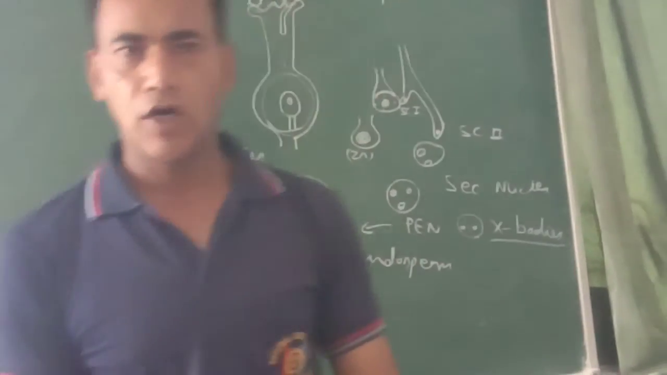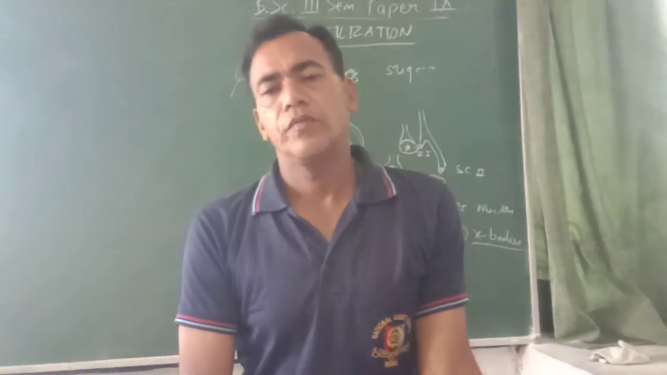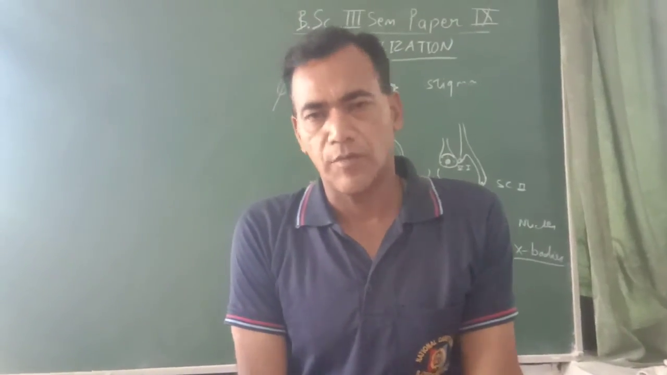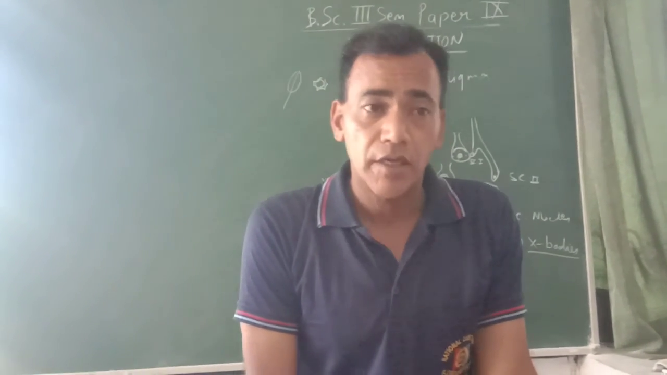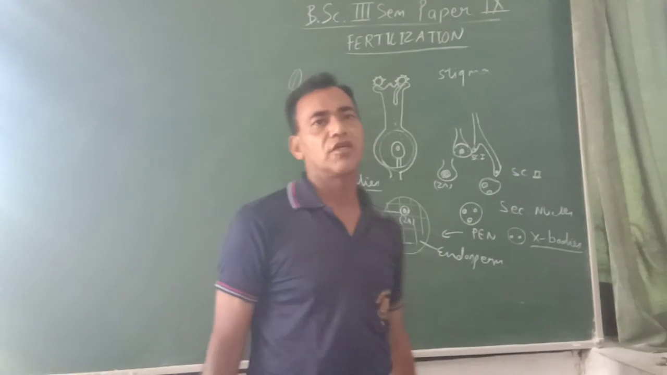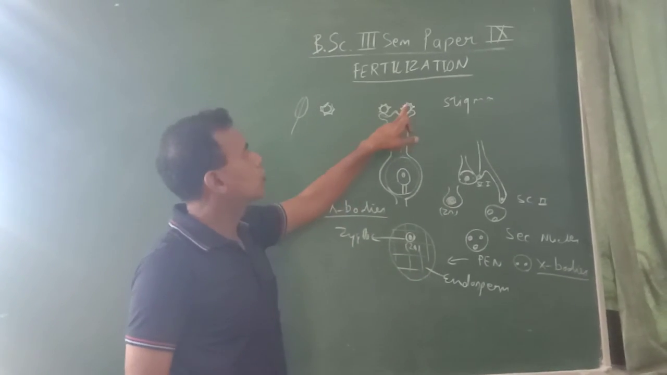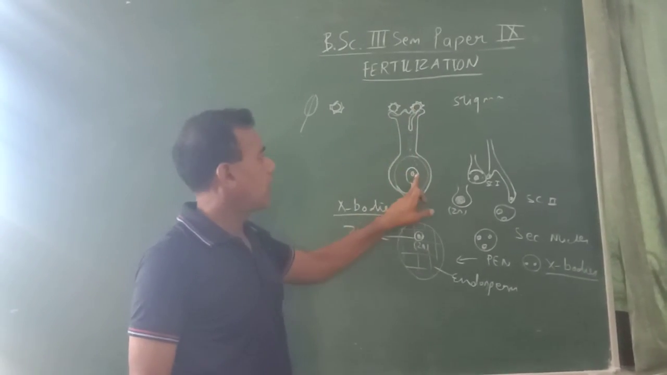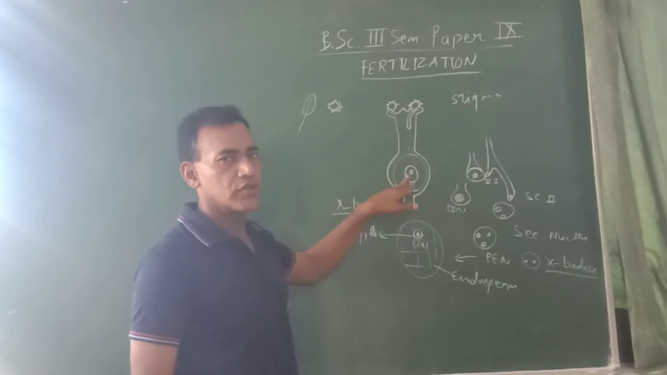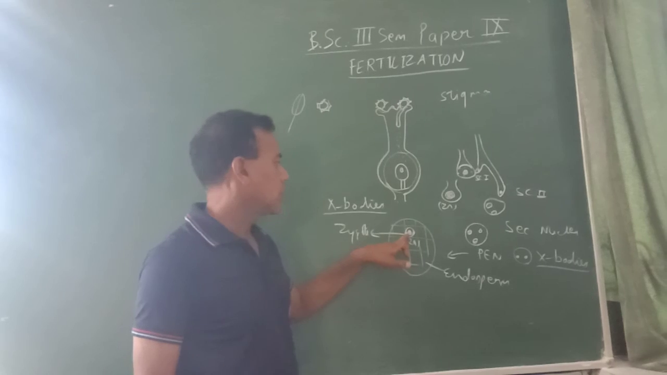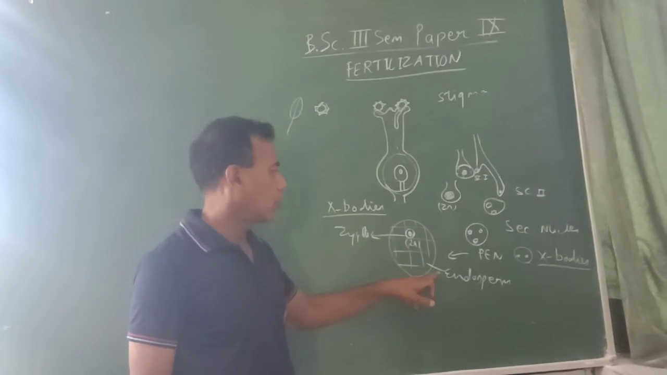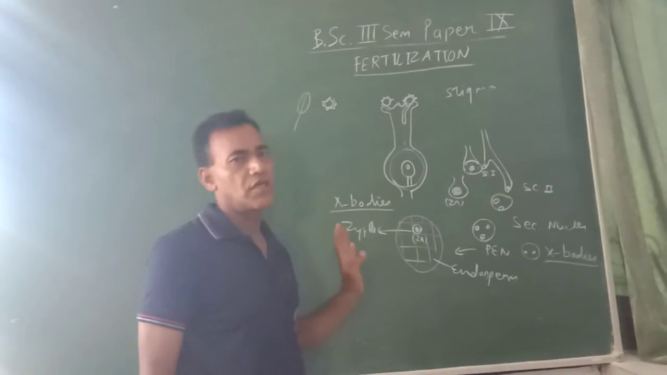So, by now we have come to know about the development of male gametophyte, pollen grain, female gametophyte, embryo sac, and the process of fertilization by which these two, pollen grain and egg, fuse with each other to make a new baby embryo along with its nutritive tissue, that is endosperm.